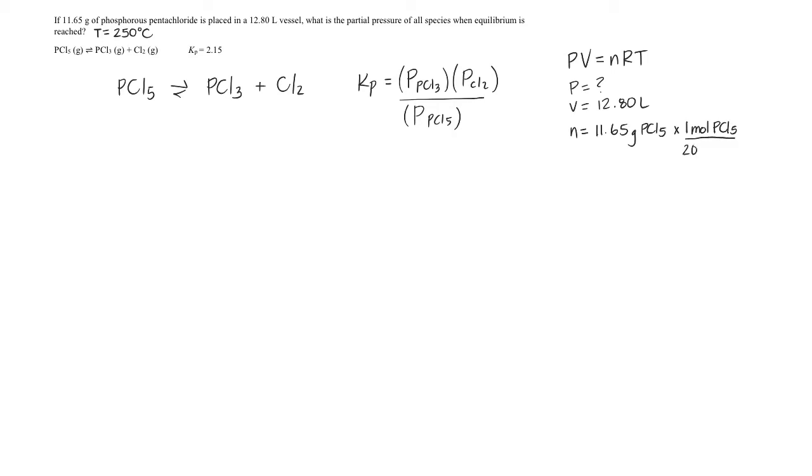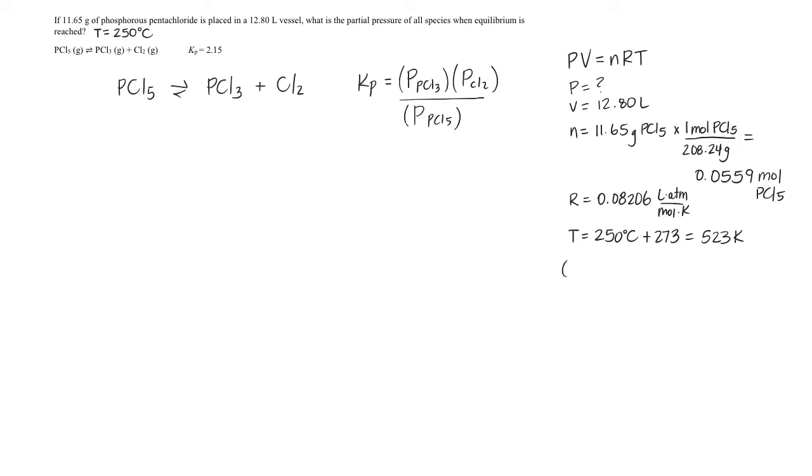And that is 208.24 grams. So the moles of PCl5 is 0.0559. The constant in the ideal gas law is 0.08206 liters times atmospheres over mole Kelvin. And the temperature, we're given 250 degrees Celsius, but we need Kelvin, so let's add 273, which gives 523 Kelvin.